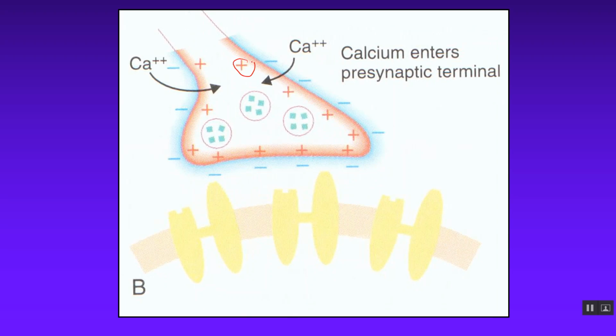Once we get this depolarization, so the inside of the cell gets more positive, depolarized at the presynaptic terminal, that opens up voltage-gated calcium channels. Okay, they respond to that change in charge, and that allows calcium, because there actually is a calcium pump too that keeps calcium concentrations higher on the outside of your neuron as well. That allows calcium to come in.